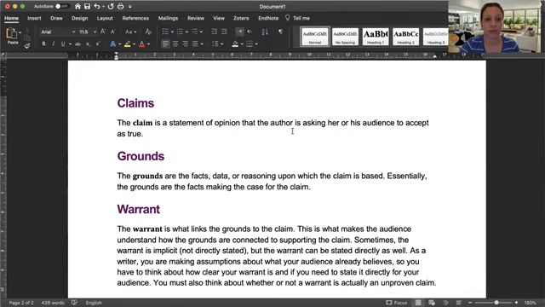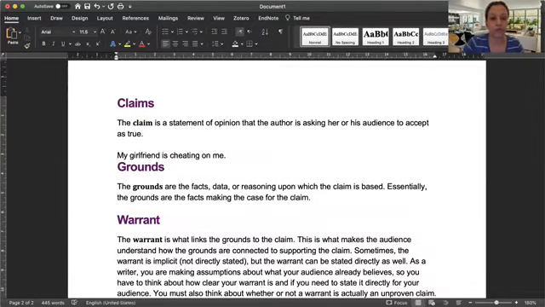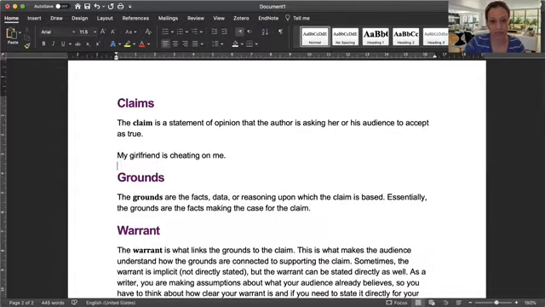According to Toulmin, every single argument needs a claim. This claim is a statement of opinion that the author is asking his or her audience to accept as true. I'm going to give you an example to make this easier to understand. Let's say the claim is, my girlfriend is cheating on me. According to Toulmin, just having this claim is not enough. We cannot just state it and expect people to accept it and believe it.